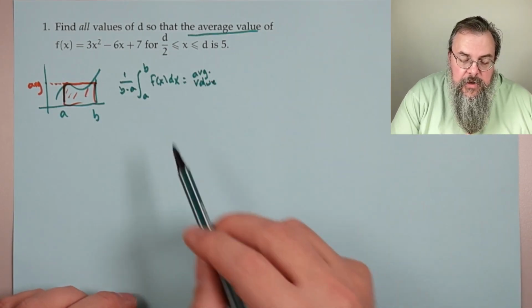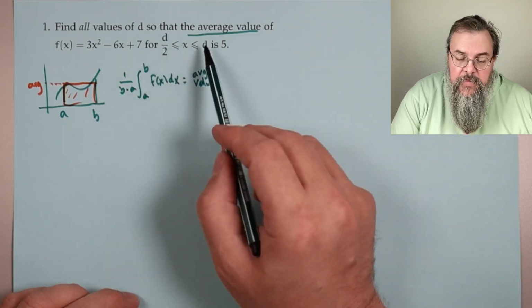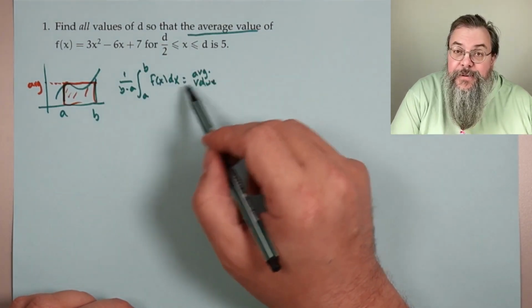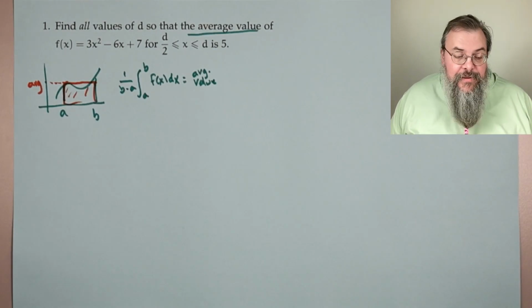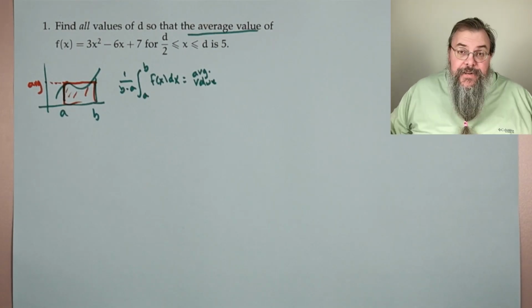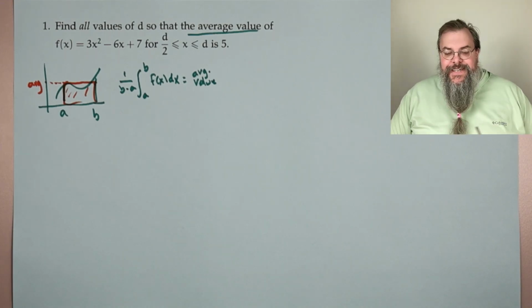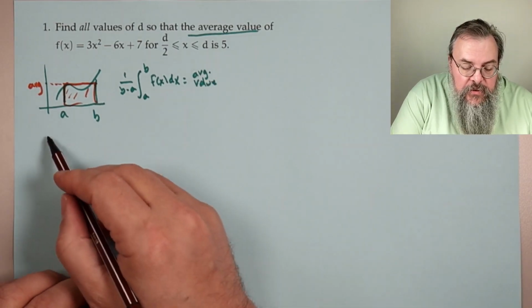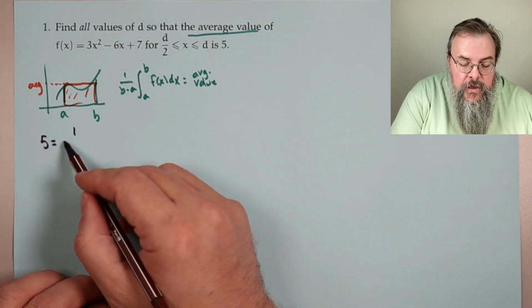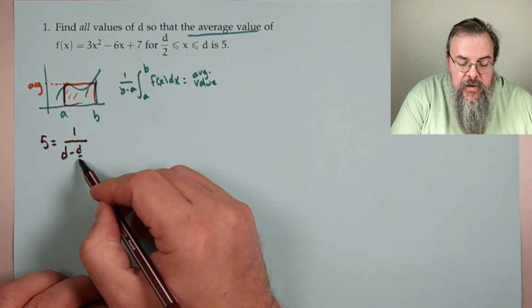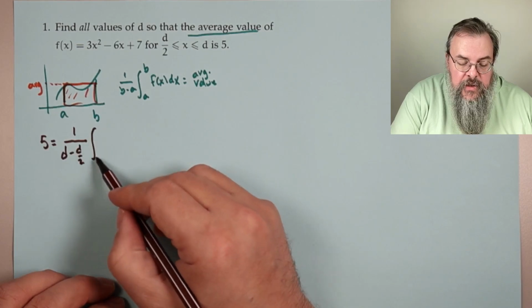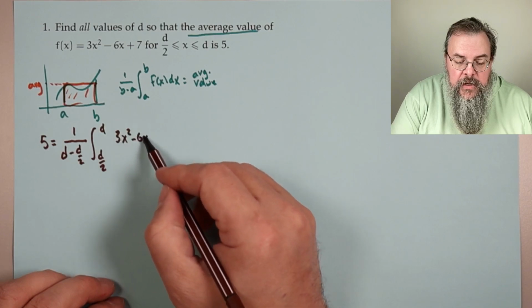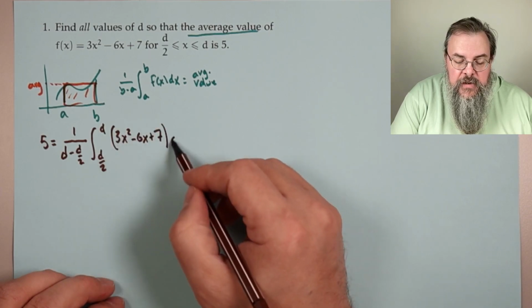So in other words, we're going to plug in d over 2 for a, d in for b, and this function for the function, and we have the average value equals 5. That's going to give us an equation in terms of d, and then we'll solve it. All right, so let's begin. I'll start with the 5. So 5 equals 1 over d minus d over 2, and then the integral from d over 2 to d of the function 3x squared minus 6x plus 7 dx.